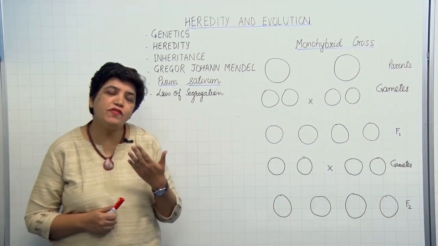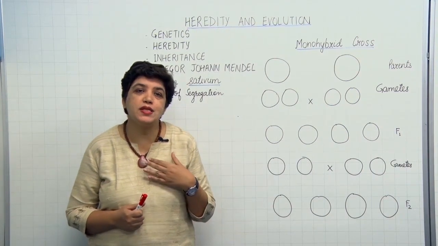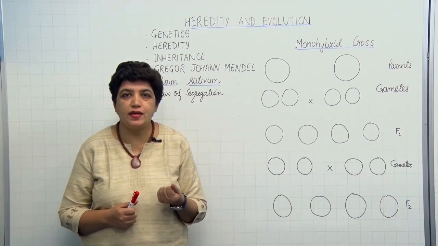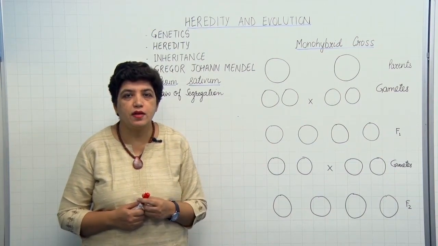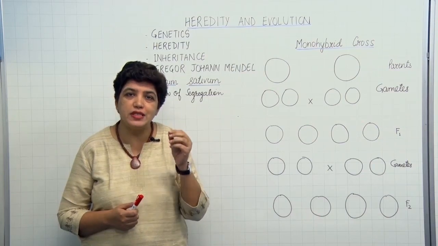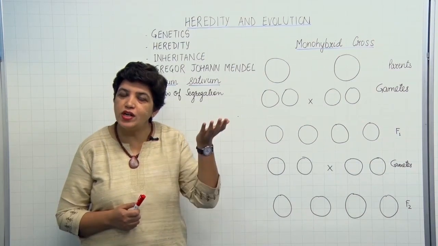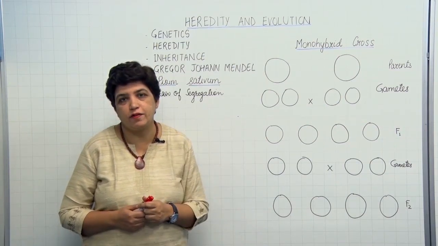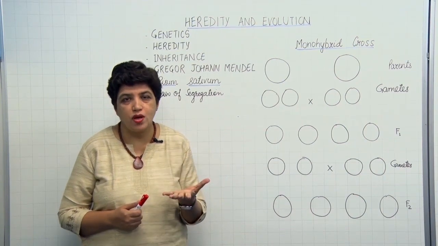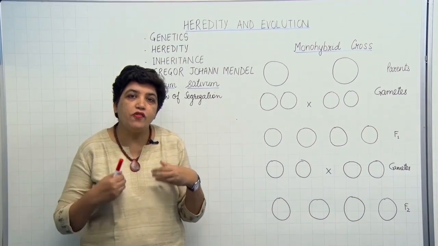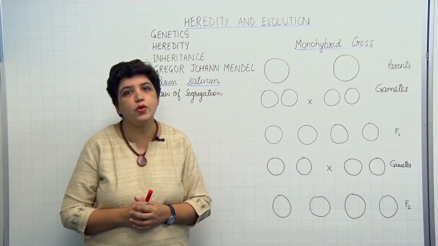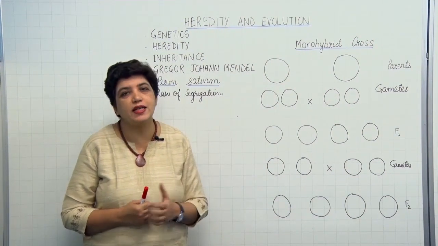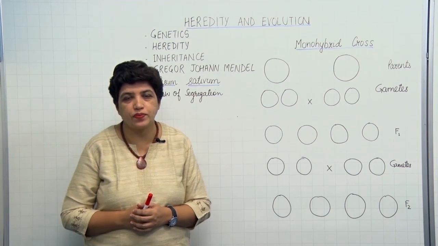Now, have you ever wondered why humans give birth to a human child? Why can a dog give birth to only puppies? And even if you sow the seed of a maize plant, it will produce a maize plant itself. Why is it so? How does the cell know which characteristics to develop? That is what we'll try to understand in this chapter of heredity and evolution.